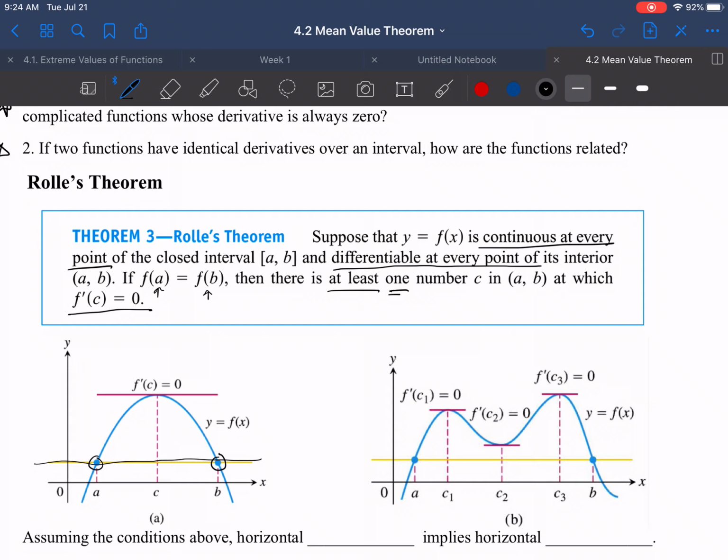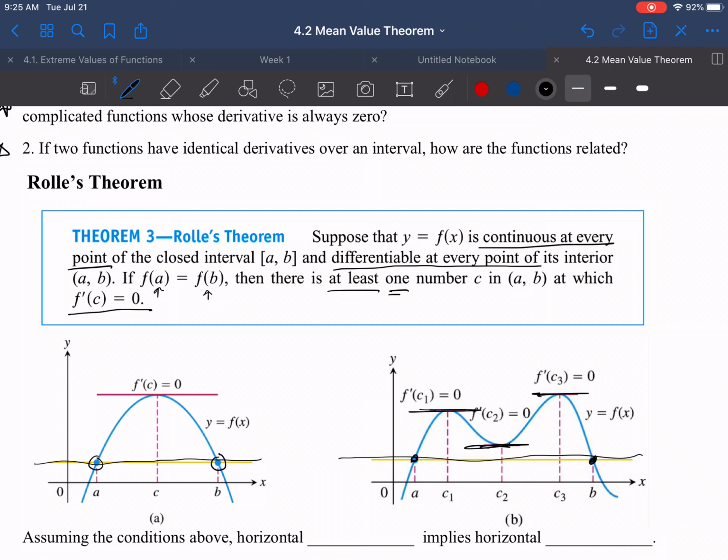And then take a look at this next graph. You can see here, when we say at least one, here are multiple. Again, we have this point and this point having the same output value. So in other words, they're connected by a horizontal line. Then that means that we have to have at least one, and you can have numerous ones. There's one, there's one, there's one, that are all horizontal tangent lines where the derivative equals 0.